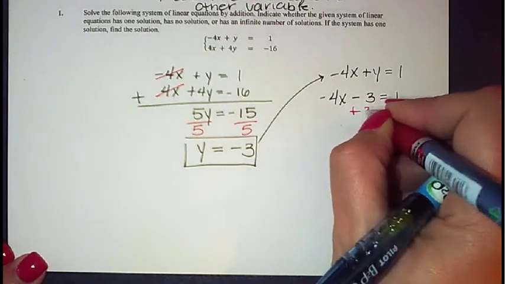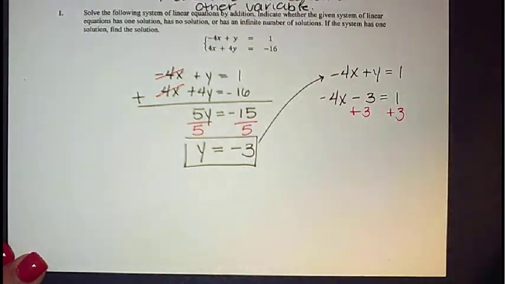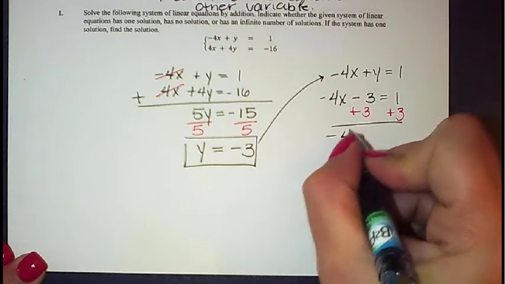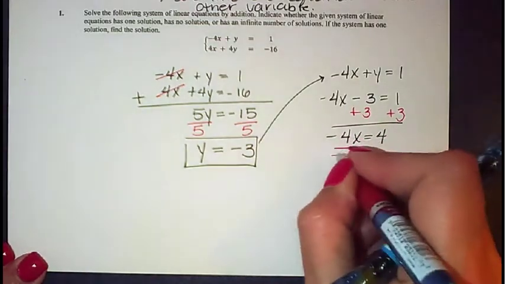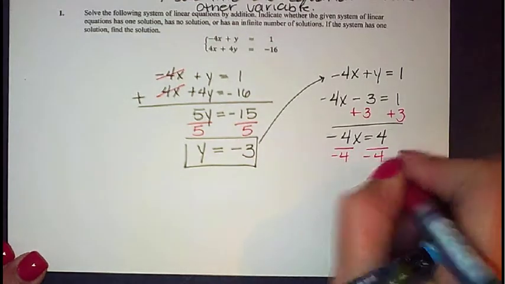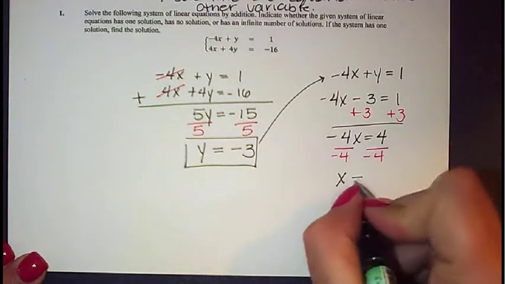Now let's solve for x. So we're going to add 3 to both sides. So I get negative 4x equals 4. Divide by negative 4 on both sides. And x equals negative 1.